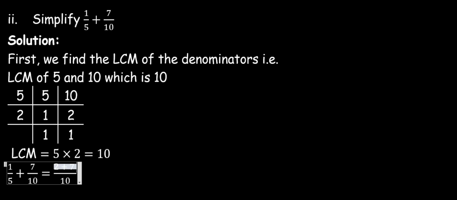So, we use 2 to multiply the 1 at the top. Then, in the next fraction, when 10 divide 10, give you 1. So, we use 1 to multiply the 7. Hence, the expression you see at the numerator. And the result will be equal to 9 over 10.